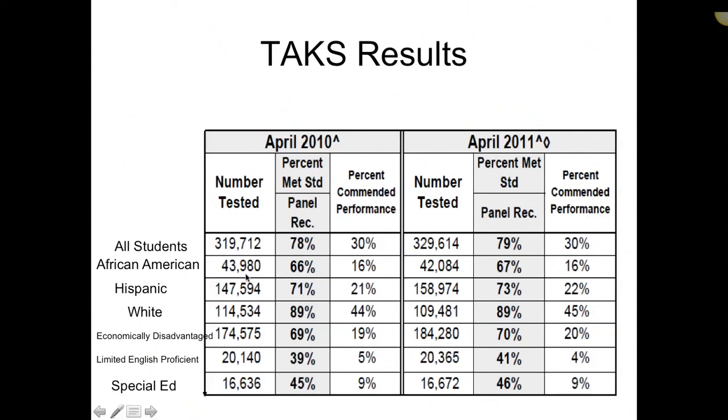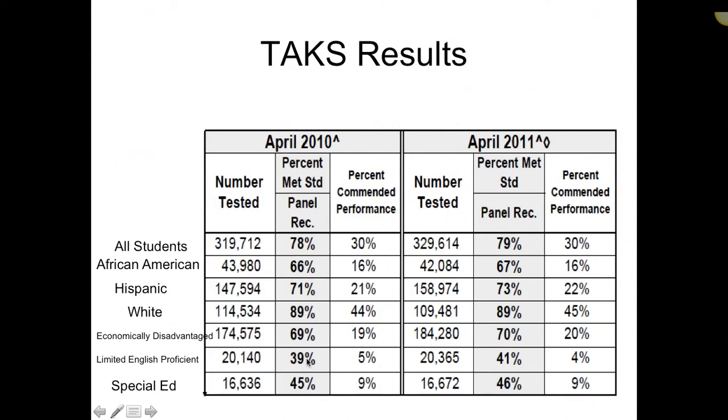So when you see the students in grade 5, 78%. In 2011, 79% met the standard. Not bad. And when you see more details among this 78, African Americans 66% and 67% met standard. And then white 89, 89. Economically disadvantaged 69, 70. Limited English proficient 39, 41, special ed 45, 46.